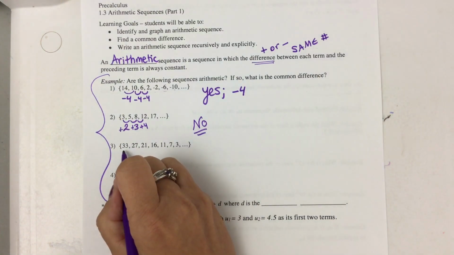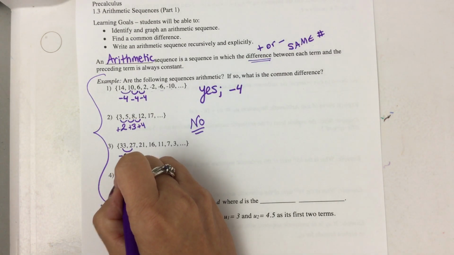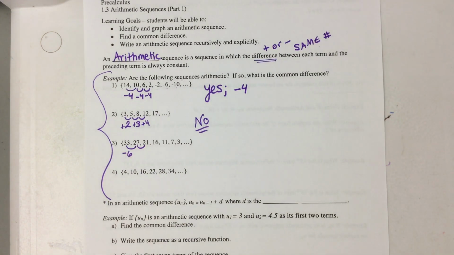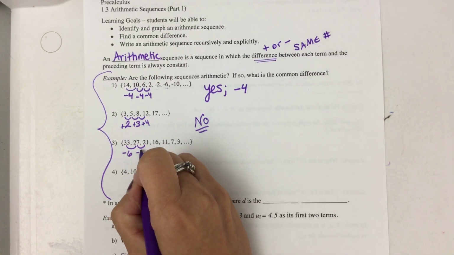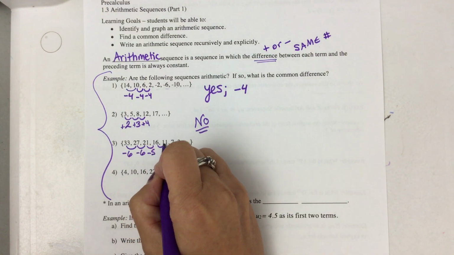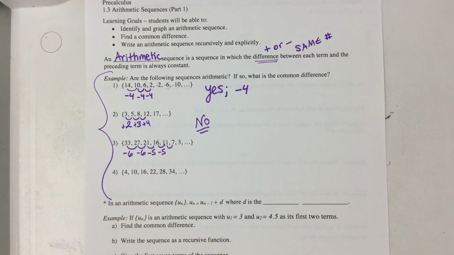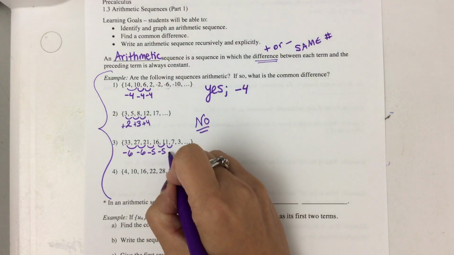Okay, the next one. To go from 33 to 27, well, you'd minus 6. To go from 27 to 21, you'd minus 6. To go from 21 to 16, oh, I'd minus 5. To go from 16 to 11, I'm minus 5. To go from 11 to 7, I'm minus 4.